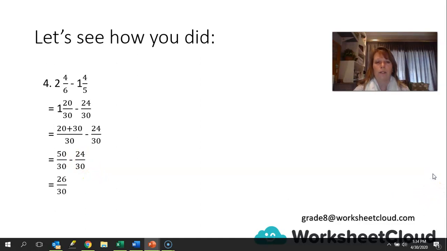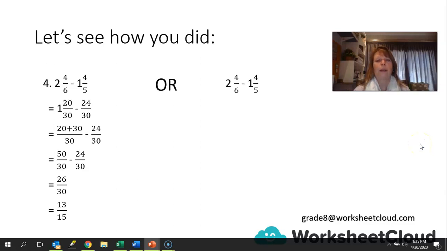I now have 26 over 30. I can simplify that to 13 over 15. Okay, everybody get that? This is where I borrowed, took away from the 1. The 1 is 30 over 30. There is the 30 over 30. Okay, add it to the other numerator that you have on this side, and it's going to give me 50 over 30. Let's see if we do it the other way around.